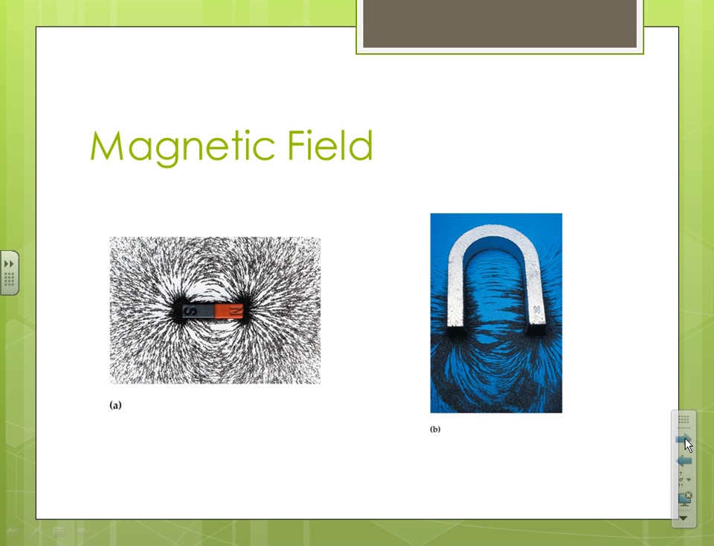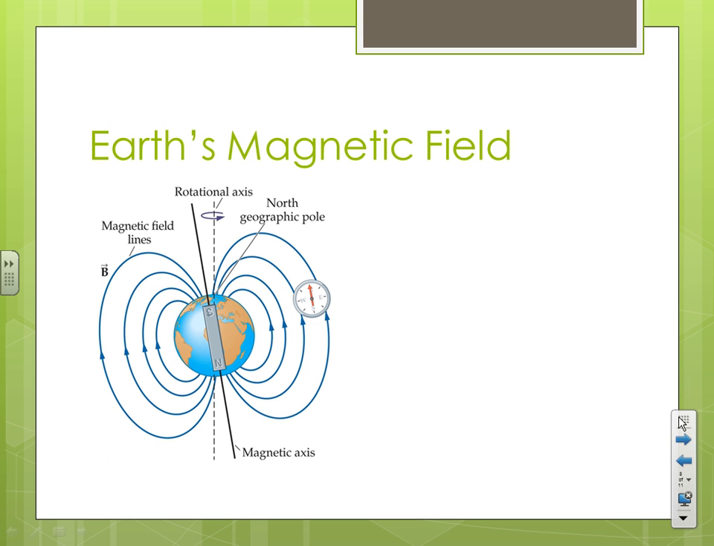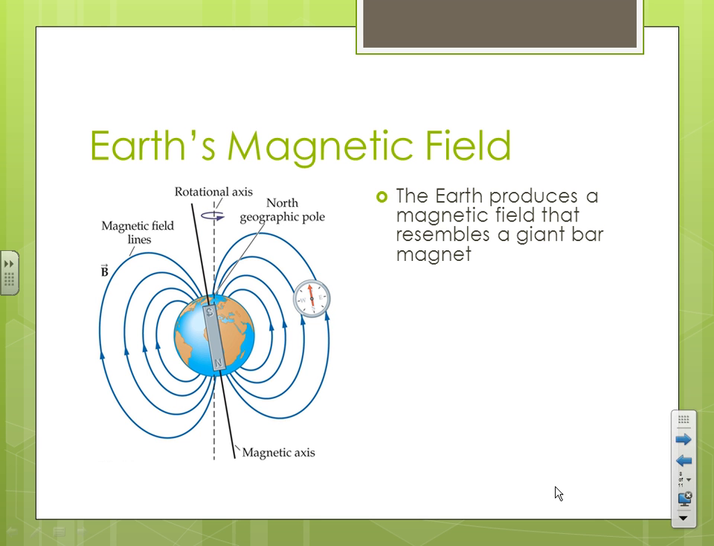All right, next. A magnetic field that we deal with all the time is Earth's magnetic field. So what we have come to realize is that Earth produces a magnetic field that resembles a gigantic bar magnet, where it has lines that go from one pole to the other pole. Okay? But how it's set up is different than what we call it.